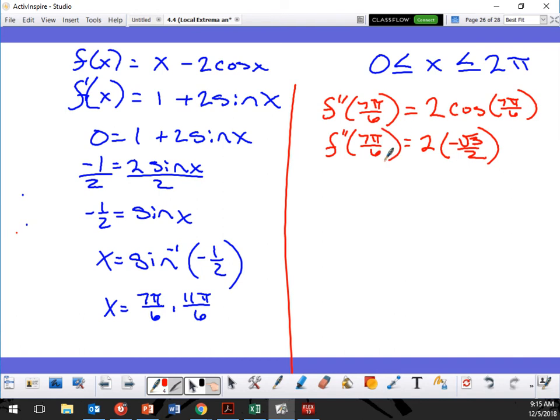So if it's negative, what does that tell me? It's going to be concave down. So if it's concave down, that means this is going to be a max. If it's concave down, I'm going to give it a max right there.